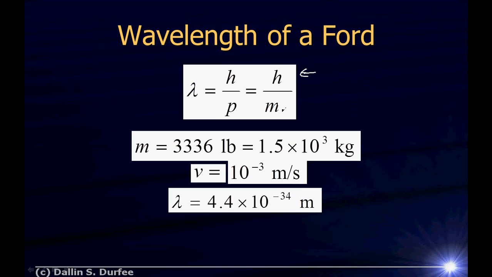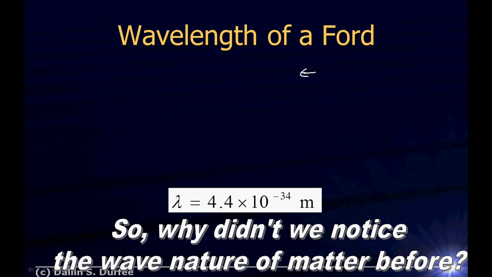So, how are we going to make a diffraction grating to diffract our Ford Taurus if that's the wavelength involved? It's going to be pretty hard, right? And that's why we didn't notice the wave nature of matter earlier, because the wavelengths involved are just too small. It might as well not be a wave, right?